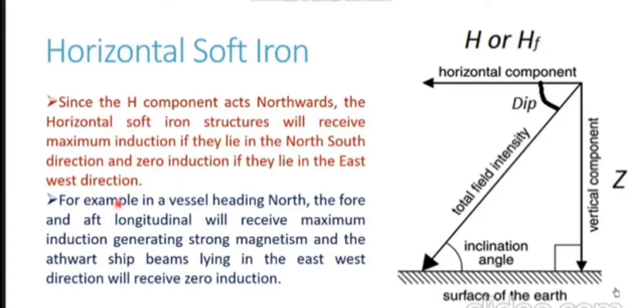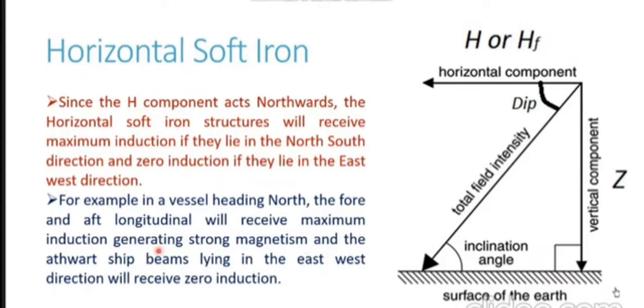So taking this example, we had a vessel heading in the northerly direction. A vessel which is heading north has its fore and aft longitudinals also lying in the north-south direction, and they will receive maximum induction from the magnetic field of the Earth. The Earth's magnetic field also is in the north-south orientation, so they are perfectly aligned with it, generating maximum induction. With maximum induction, it will have strong magnetism acquired.